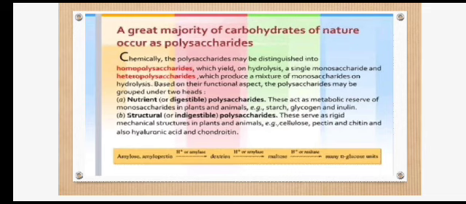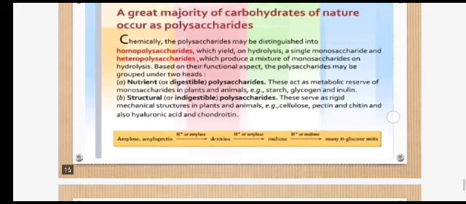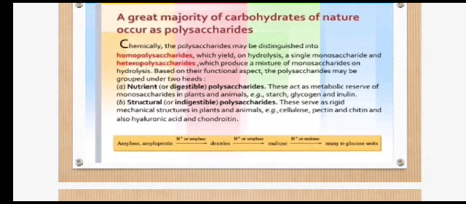They act as a metabolic reserve of monosaccharides in plants and animals. Nutrient polysaccharides include starch, glycogen and inulin. Structural indigestible polysaccharides serve as a rigid mechanical structure in plants and animals, such as cellulose.